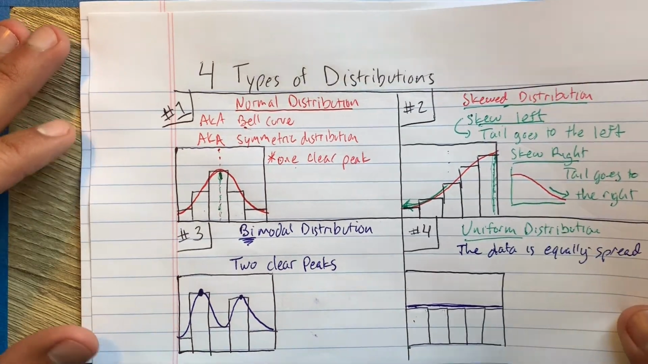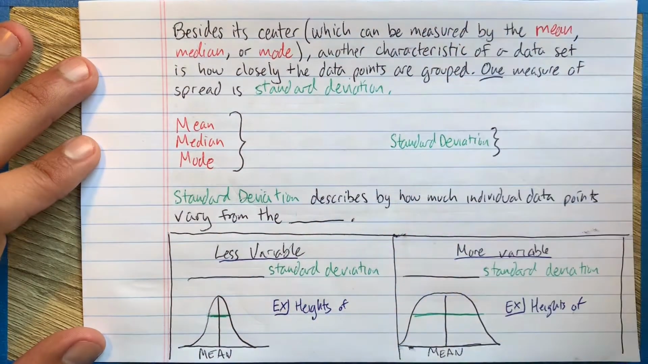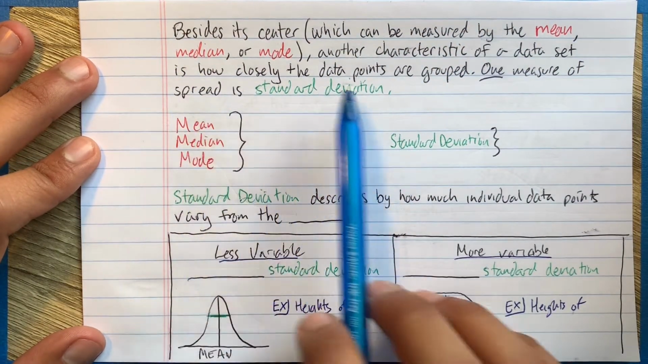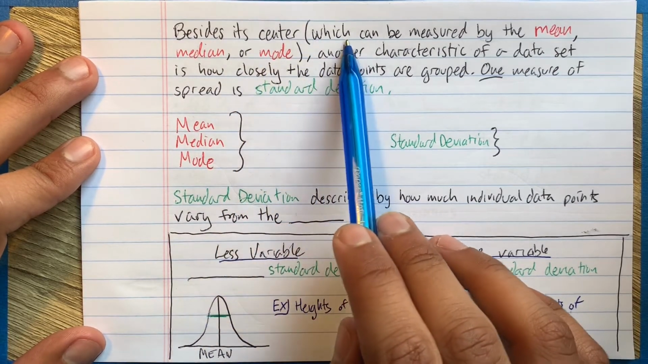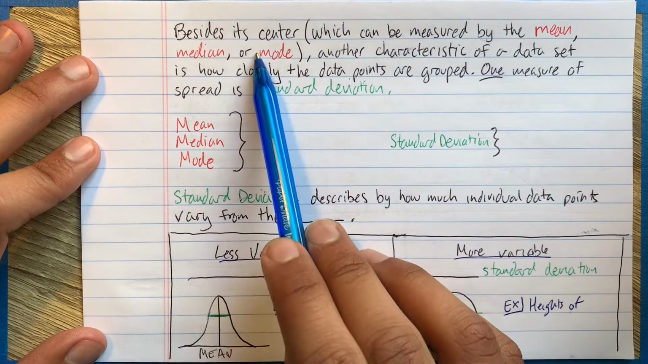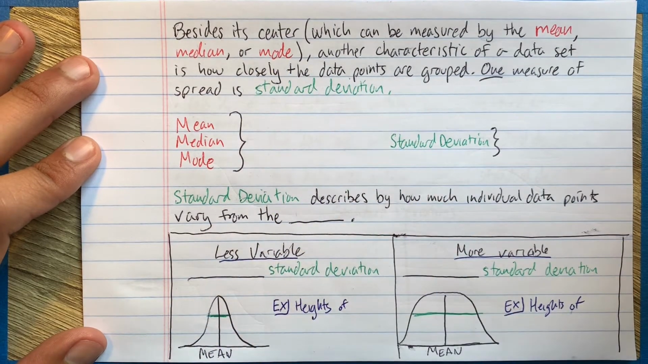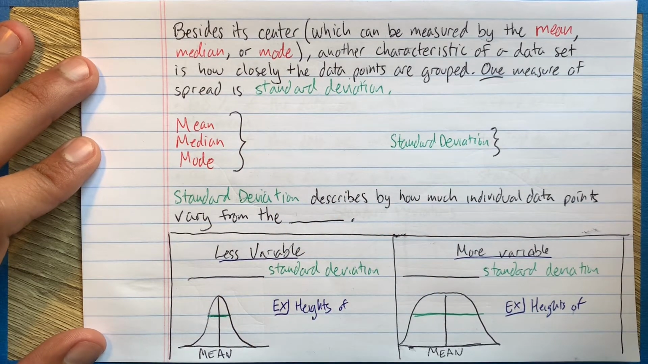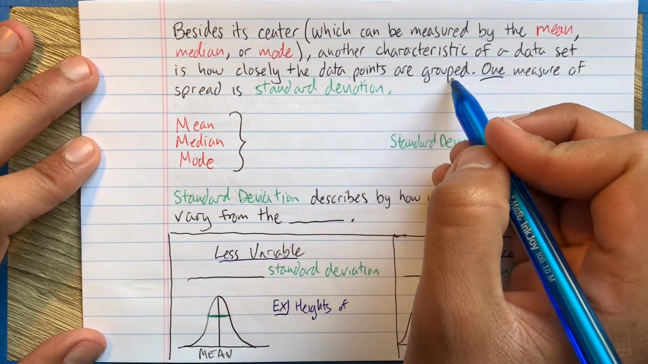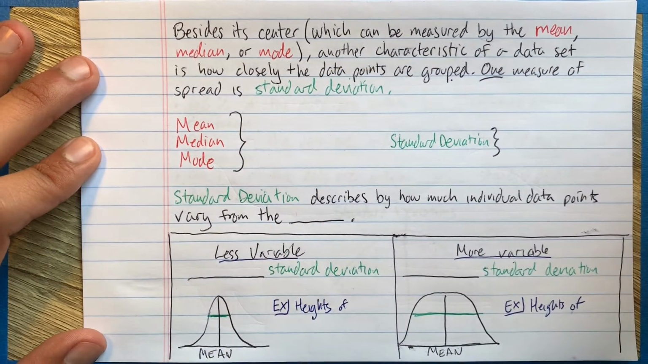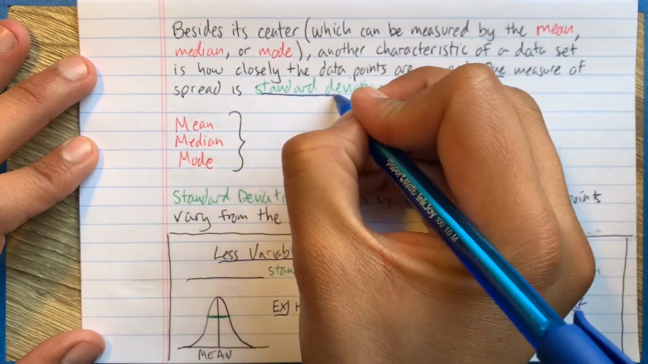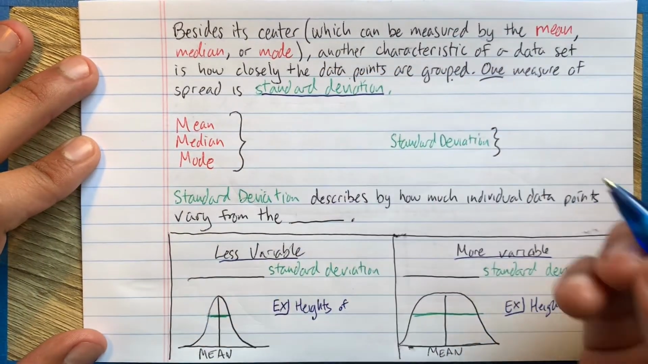Now, so far we have covered measures of center. So besides the center of a set of data, which can be measured by the mean, median, or mode, another characteristic of a data set is how closely the data points are graphed. And one measure of spread is standard deviation. So this is a new topic for us. But before we continue to that, I want to make one thing clear.